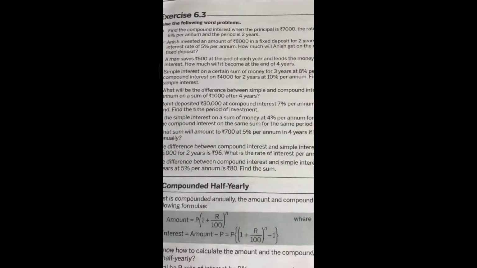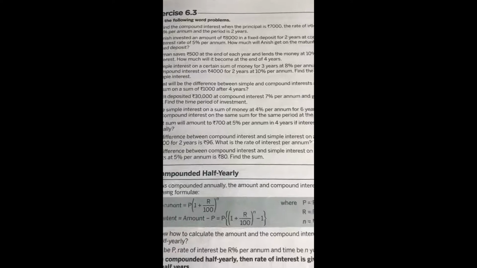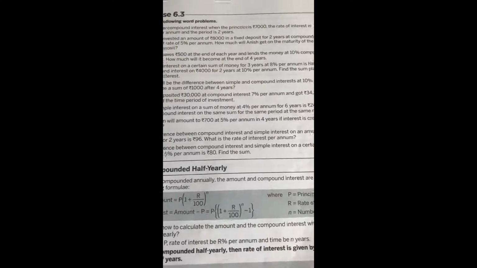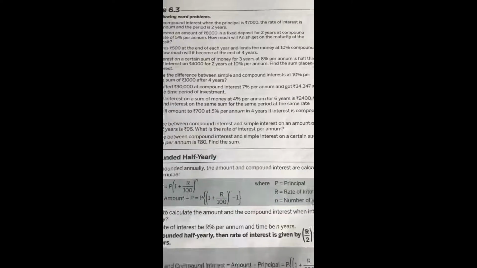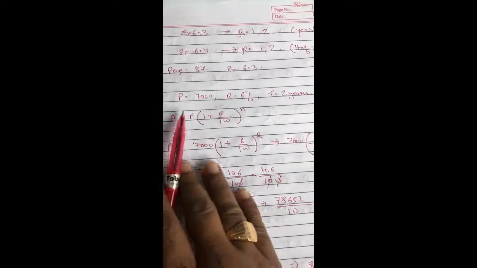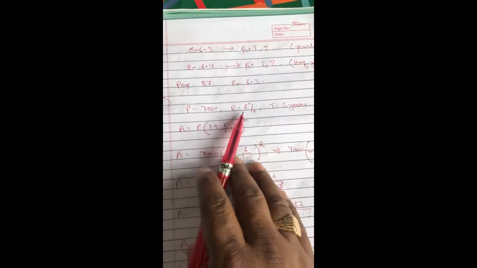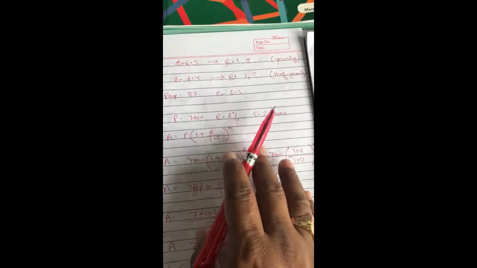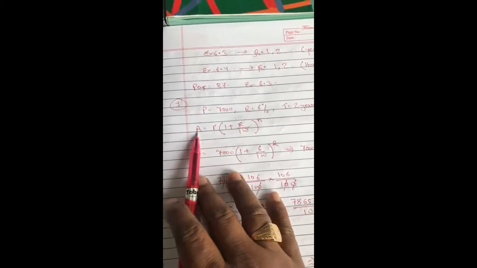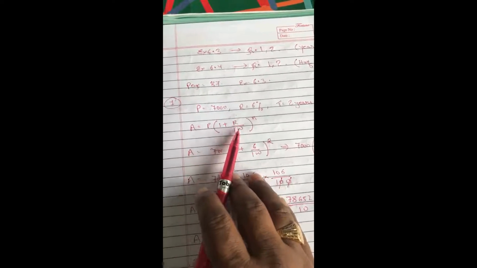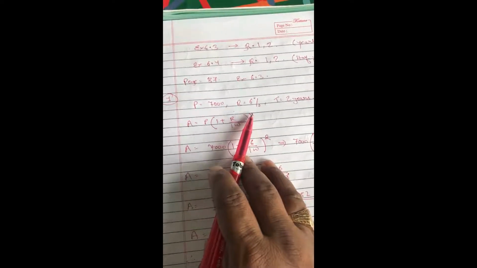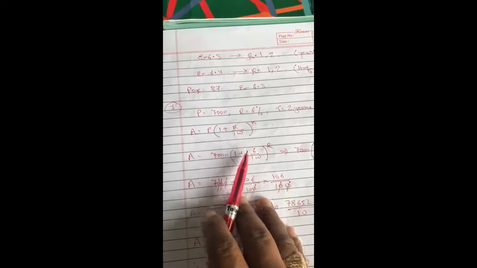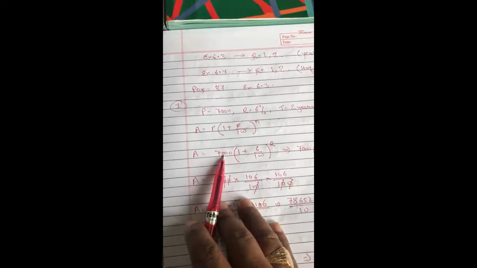Now let us see the first question of today. Find the compound interest when the principal is 7,000, the rate of interest is 6% for 2 years. Principal is 7,000, rate is 6%, and time is 2 years. It is not given as 2.5 years or 3.5 years, so the full-year, yearly formula you will put. Amount equals principal into 1 plus r by 100 whole to the power of n, where n is the number of years. This is 2, rate is 6, principal is 7,000.